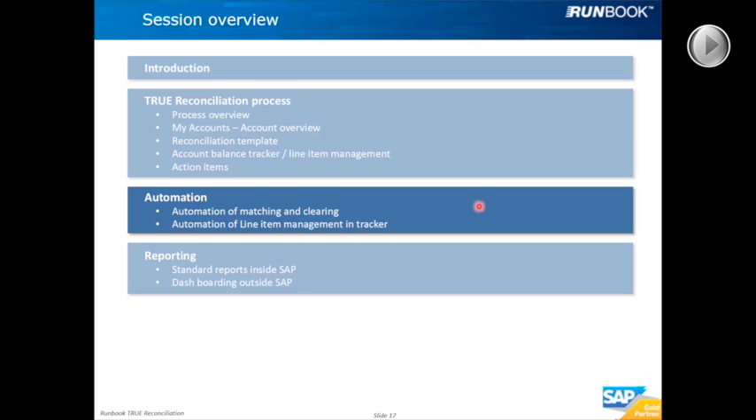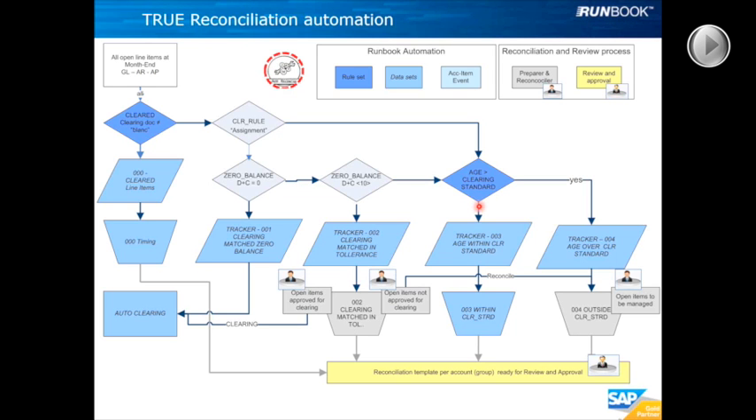If I now go a little bit more into automation, there are several types of automation. On one side we have the auto certification options. But with this automation, we mean the automation of matching and clearing and the automation of line item management. What you can do with automation for clearing and also for auto tracking is every account that is either open item managed or that has line item display switched on, you can use this functionality.